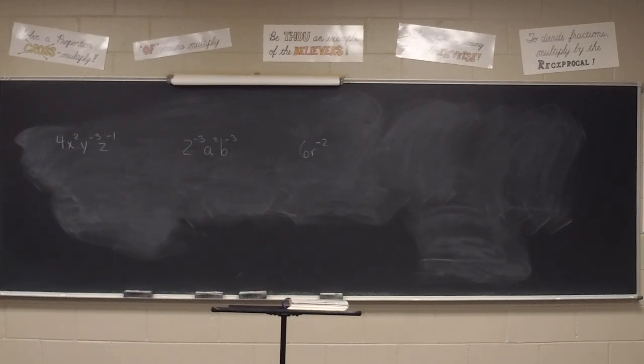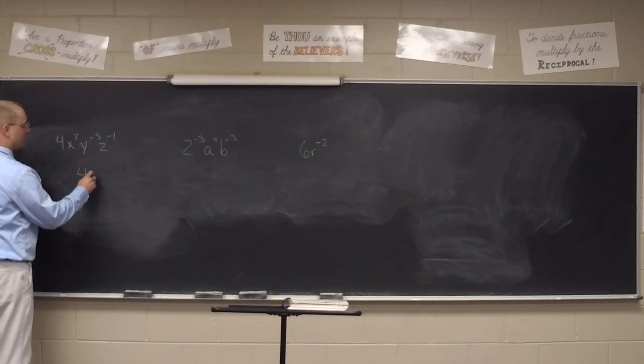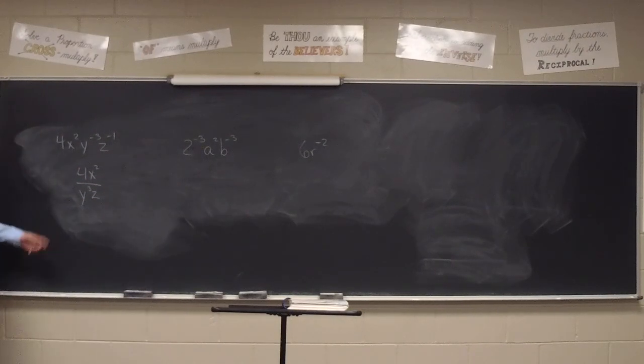Alright, numero uno. How did you rewrite it? Adam: 4x squared over y cubed z. Good. The y cubed and the z moved down and we're done. That easy.